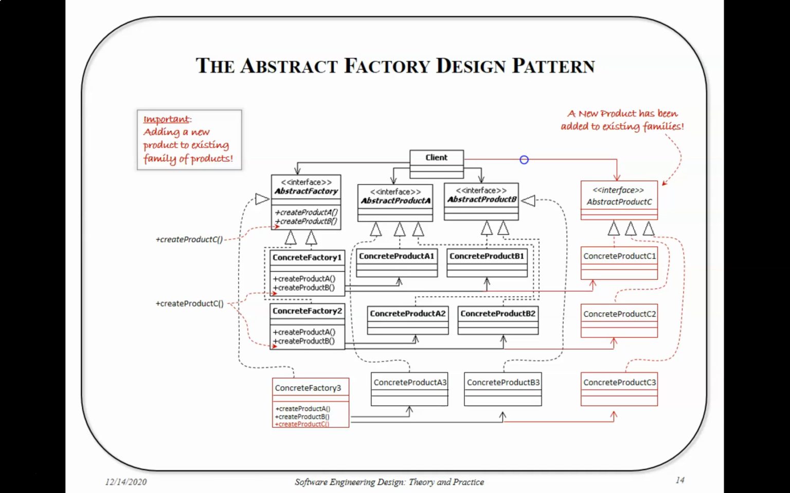If we want to add a new product, we need to add a new interface, for example abstract product C. For each family, we also add products C1, C2, and C3, and then we have to make some modification here: the create product C. We also have to add create product C in the abstract factory. At this point of the lecture, I hope you understand the structure of the abstract factory design pattern before we move to the example.